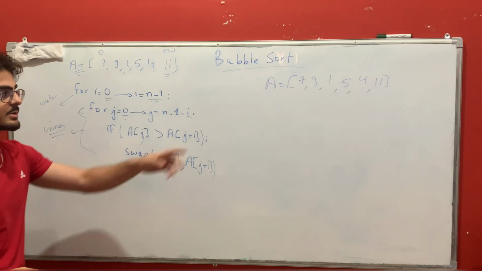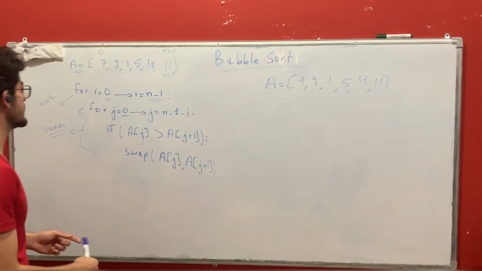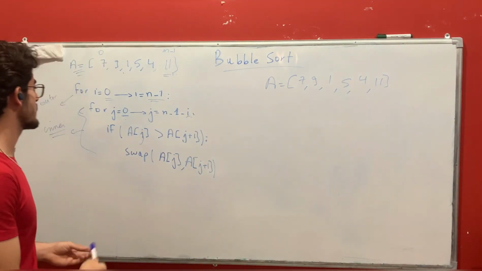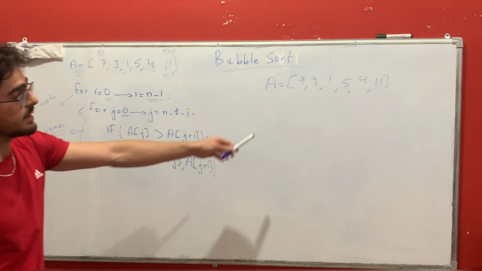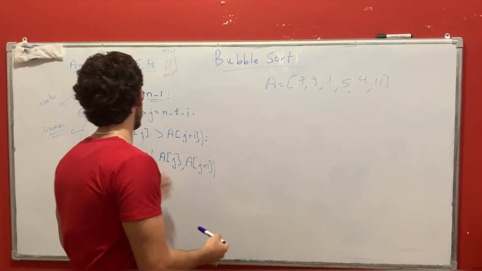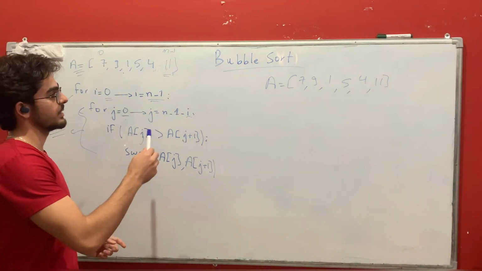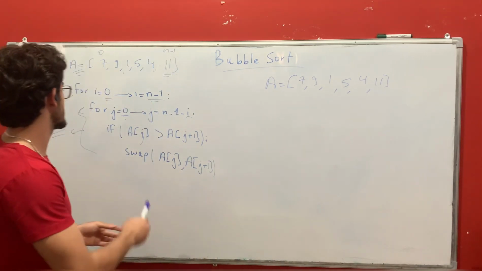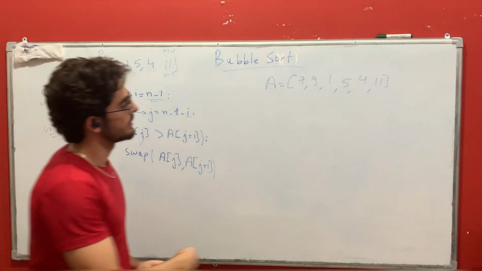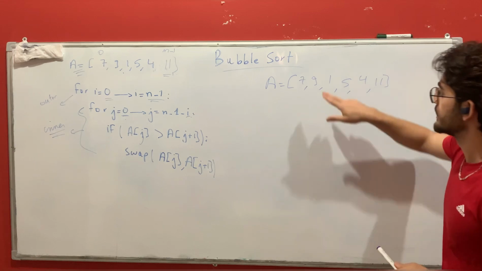How does bubble sort an array A? First, it iterates on the first element of the array. It compares it with its corresponding neighbor. Here, 9 is greater than 7, so no need to swap. We continue the iteration, because here j iterates from 0 to n minus 1 minus I. 9 is greater than 1, so we swap them.